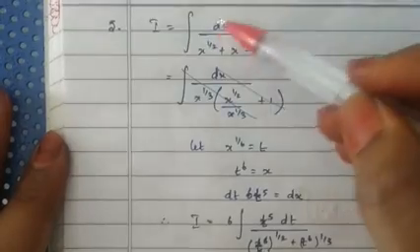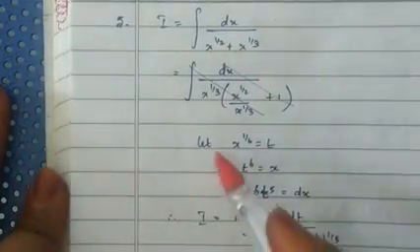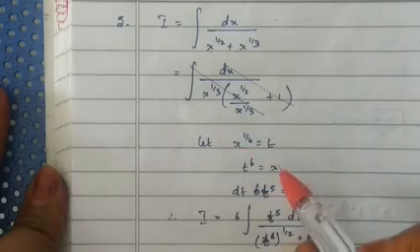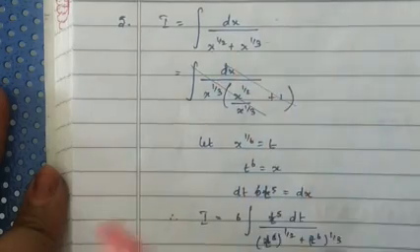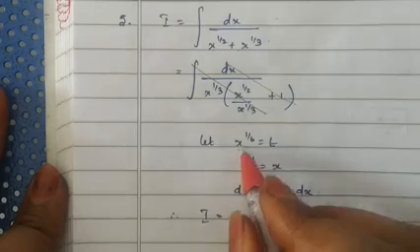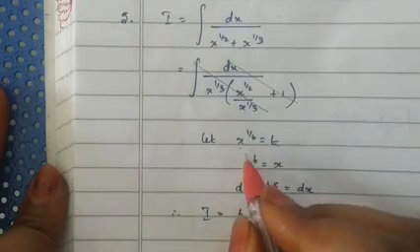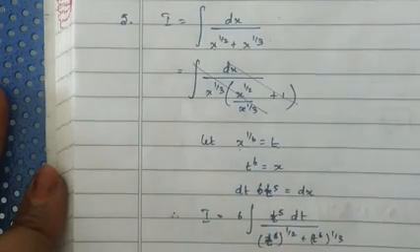Here integral over dx divided by x power half plus x power 1 by 3. Here we have taken x power 1 by 6 to be t. Why we have taken this is, when you take LCM you will be getting x power 1 by 6. So let us assume x power 1 by 6 to be t. Therefore, when you take 6th root, you will be getting t power 6 is equal to x.